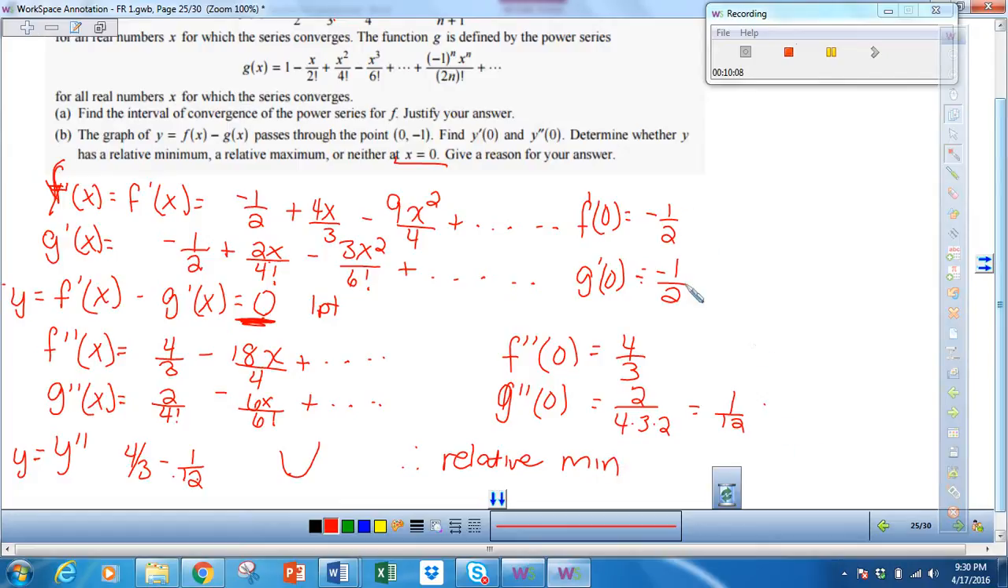Okay? So where did the points come from? This is worth 4 points. 1 point for finding y prime, 1 point for finding y double prime, and 2 points for the relative min with the conclusion and the reasoning. If you said it was a relative min, you had to show some work. Some of you did a sign chart, which was fine, but you had to show some work to support saying it's a relative min. And then you got 1 point for the correct conclusion. Okay? Let me know if you have any questions.